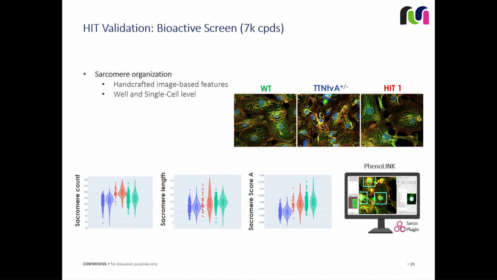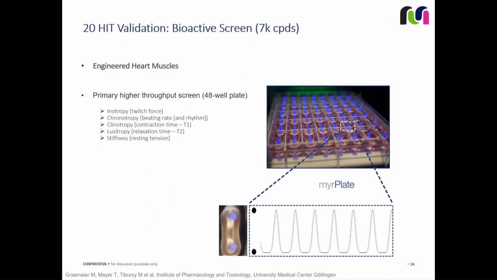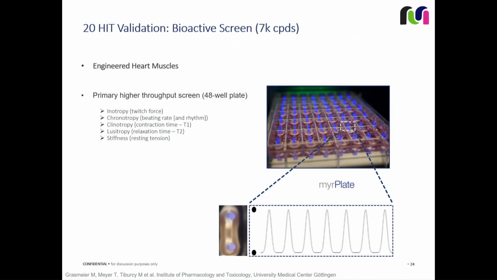I'm not going to go into details, but we're also looking at the sarcomere. We quantify the sarcomere counts, the length, and so on for different compounds. And our last experiment, or at least what we want to go for, is all our hits to be tested on EHMs. And we have this in a medium throughput.